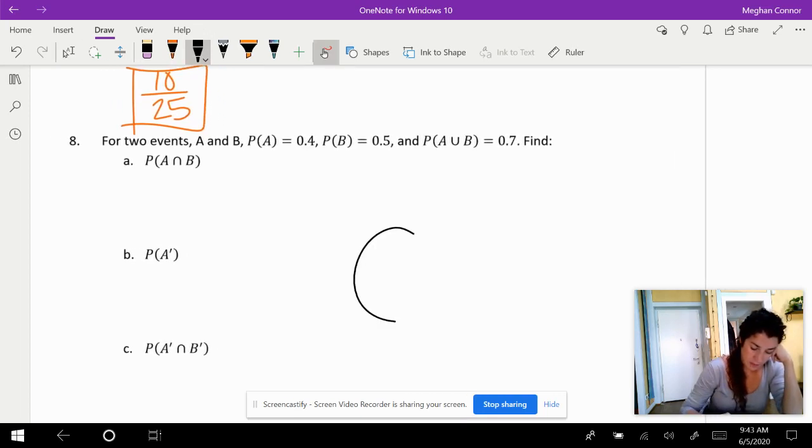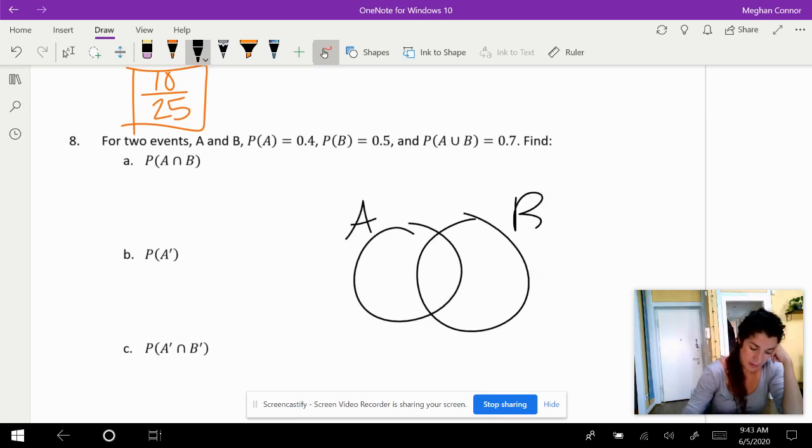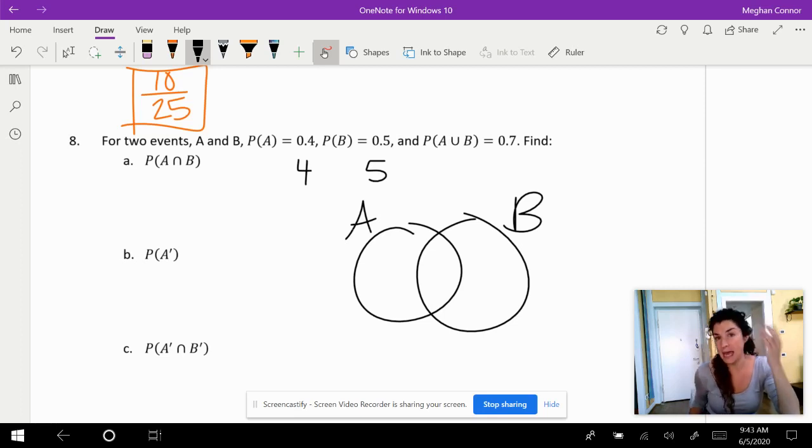Here, this is what we're going to do. We're going to make a Venn diagram to represent the situation. Here is A and here is B. There is a total of 10 because probability of A will be 4. Probability of B will be 5. If its probability of A is 0.4, that means that we did 4 over 10.